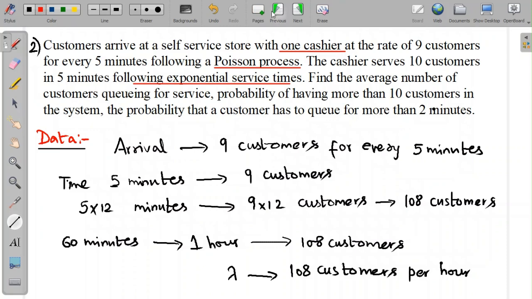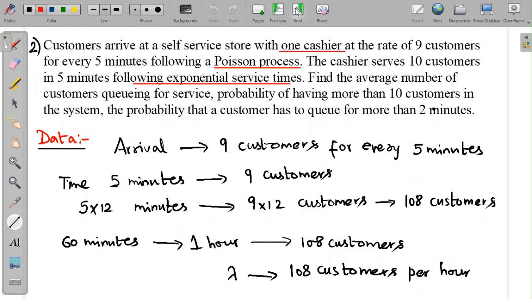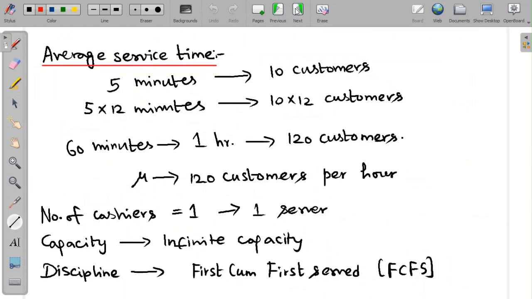Now we look at the service rate. The service rate shows that 10 customers are served in 5 minutes. Multiplying both sides by 12, we see that 120 customers are served in 60 minutes. The 120 customers are served in an hour. So mu is 120. So lambda is in terms of hours, and mu is also in terms of hours. We have done the conversion into the same convenient unit of time. So we can move forward and solve the problem.